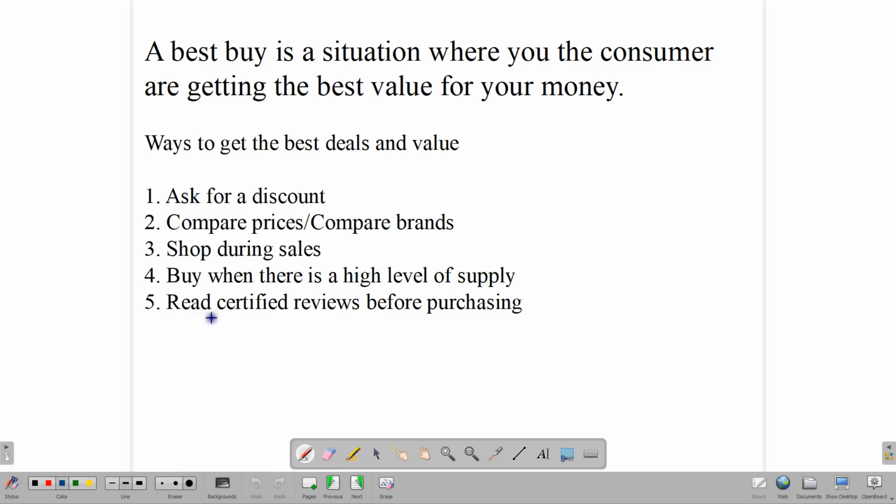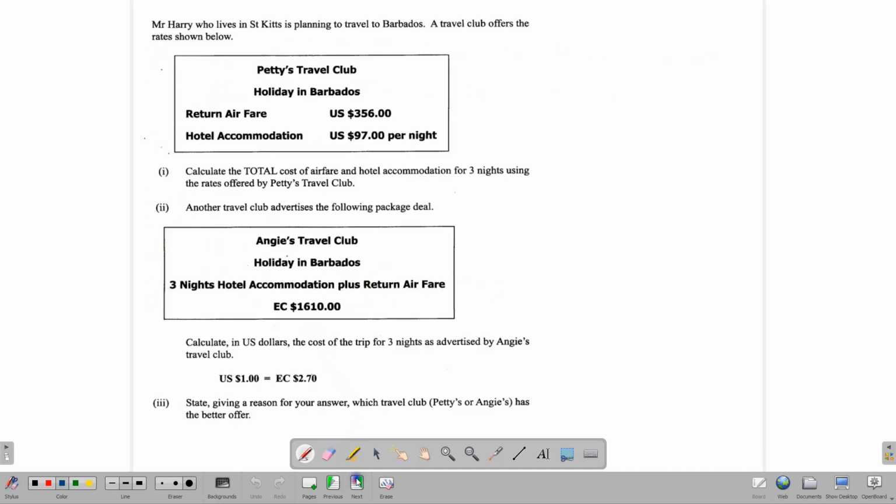Also, you need to read certified reviews before purchasing. That is, you want to make sure that other people who bought the thing that you are hoping to buy, you want to hear what they have to say about how they feel after buying it, how it performs, how it behaves. These are tips that will help you to get the best deal when you're shopping. And part of the essence of doing consumer arithmetic is to learn how to become responsible consumers. So we want to look at some past questions now and see which situation will result in the best deal.